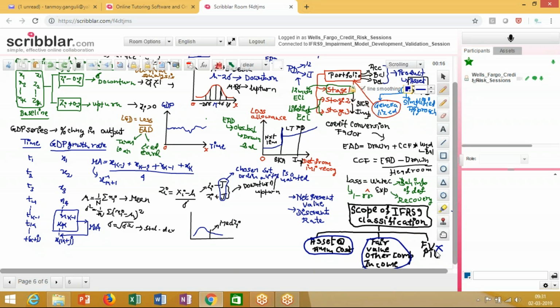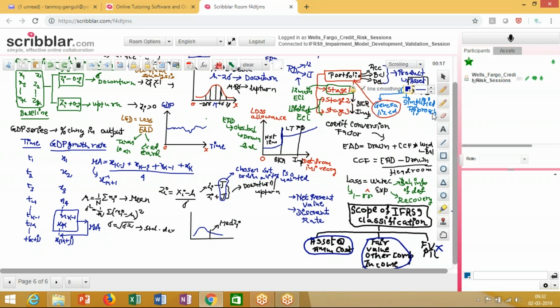So what we need to know over here is what exactly are assets at amortized cost? What exactly is fair value through other comprehensive income? What are the kinds of assets which fall under that? And the next thing we talk about is what type of assets fall under FVTPL, and why is it that they are outside the scope of IFRS 9 impairment assessment? Why is the impairment for such assets not computed using IFRS 9?